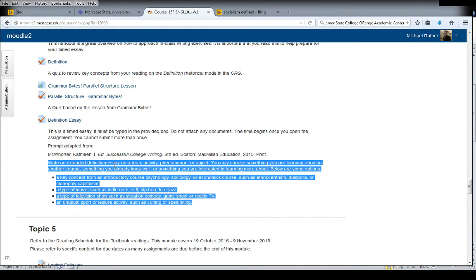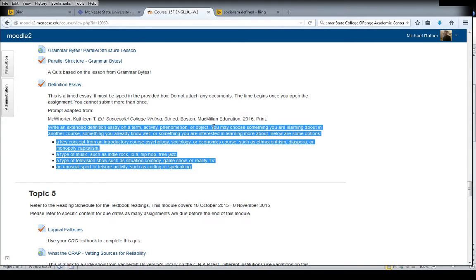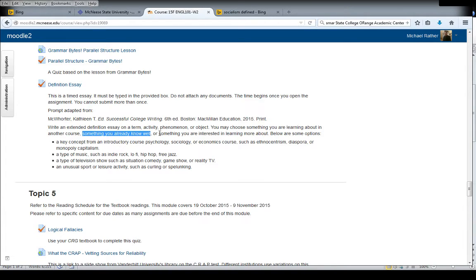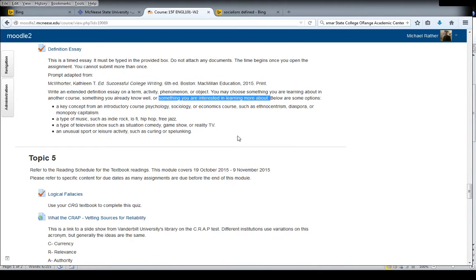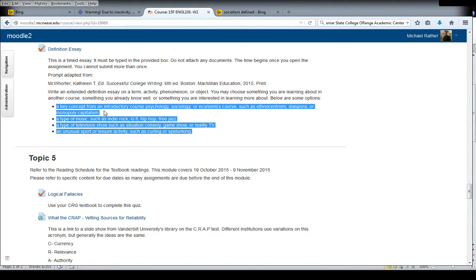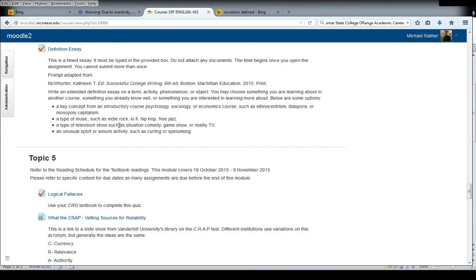Write an extended definition essay on a term, activity, phenomenon, or object. You may choose something you are learning about in another course, something you already know well, or something you are interested in learning more about. Below are some options. A key concept from an introductory psychology, sociology, or economics course, such as ethnocentrism, diaspora, or monopoly capitalism, sort of like what we just did with socialism. You can define a type of music, a type of television show, although I would stay away from this one because that's a little too easy, and an unusual sport or leisure activity. Remember that these concepts need to be abstractions in order to give you plenty to write about.